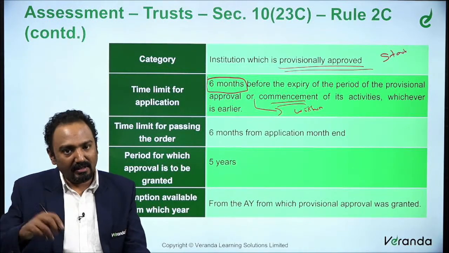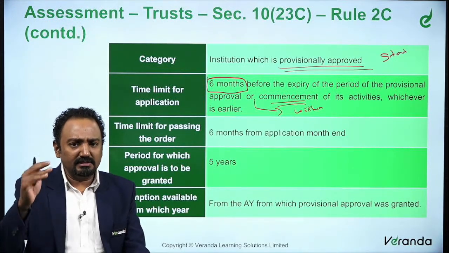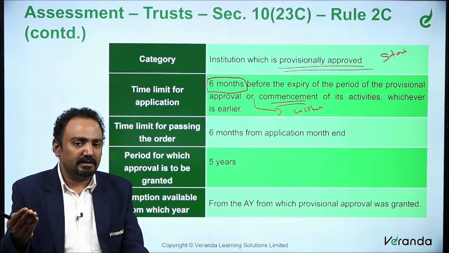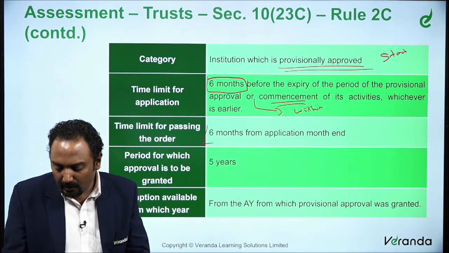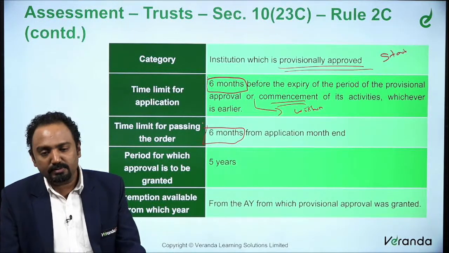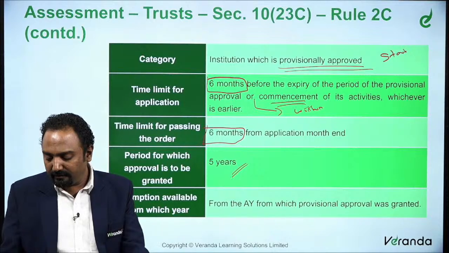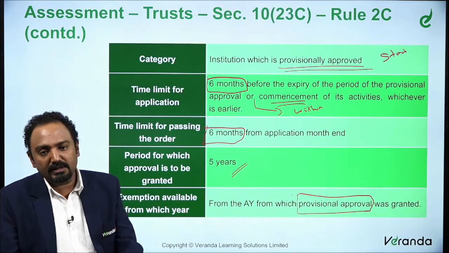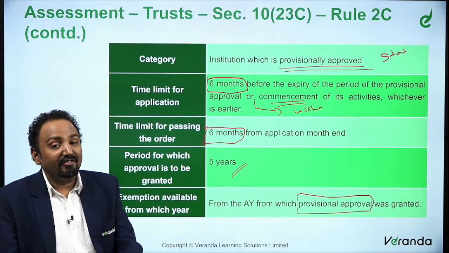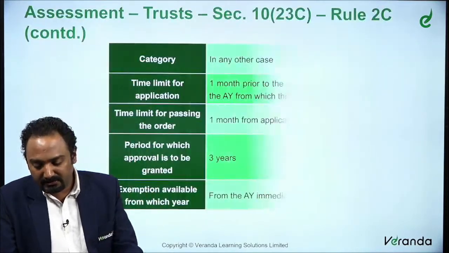And what time for the order? Same as what we discussed. If it is 3 months, here order is also 3 months. If that is 6 months, here also it is 6 months. So 6 months from the application month end, and it is valid for 5 years, from the assessment year from which provisional approval was granted.